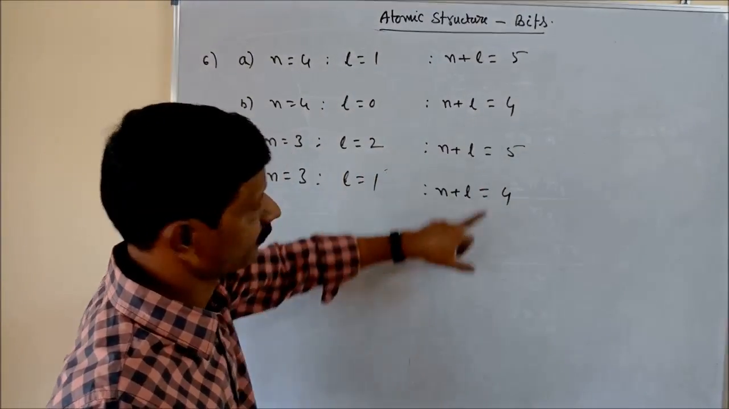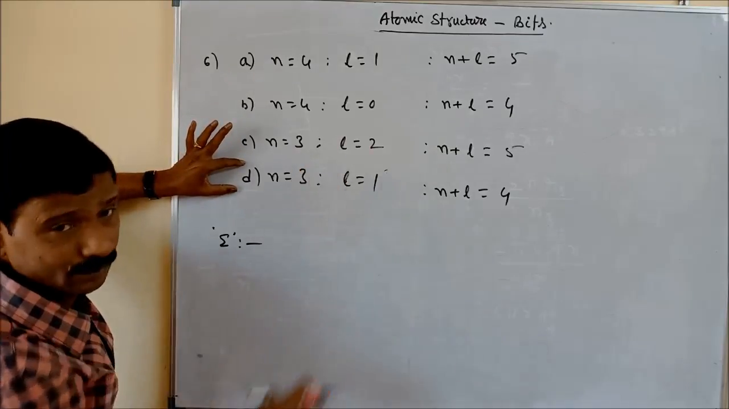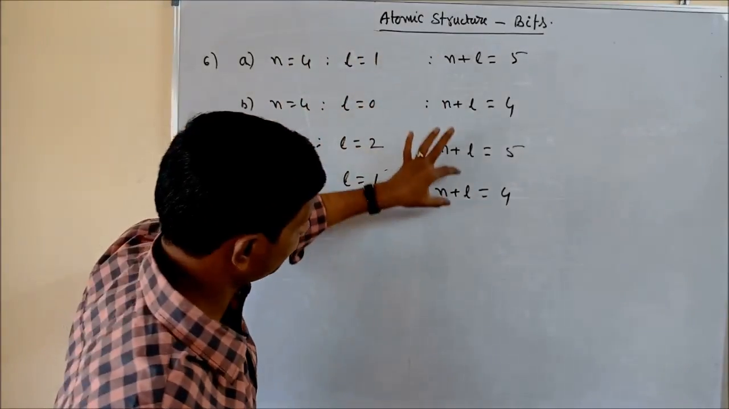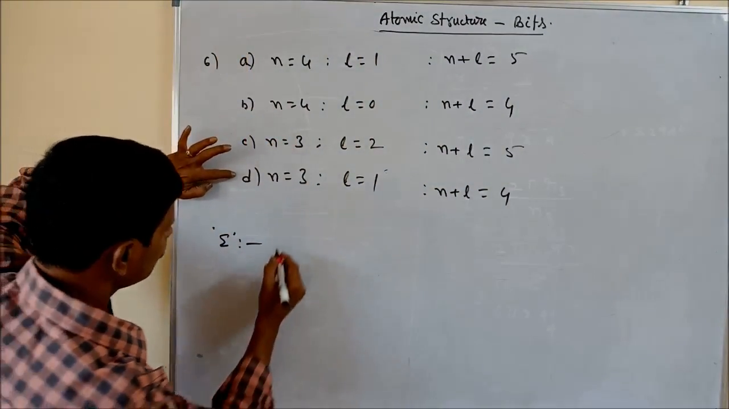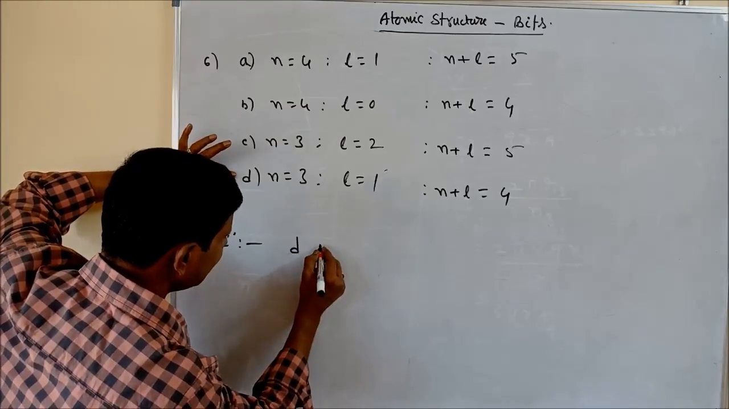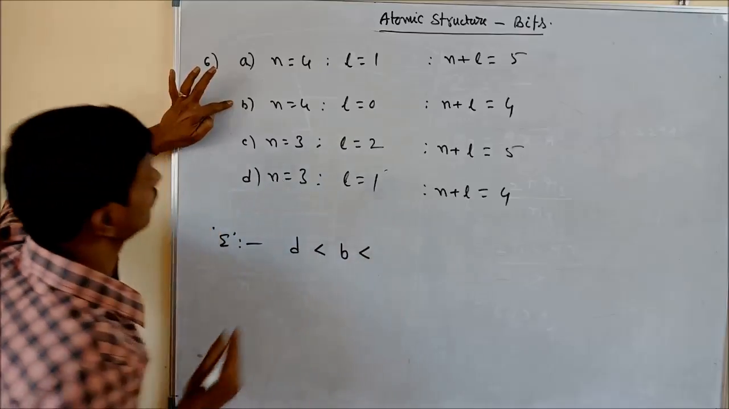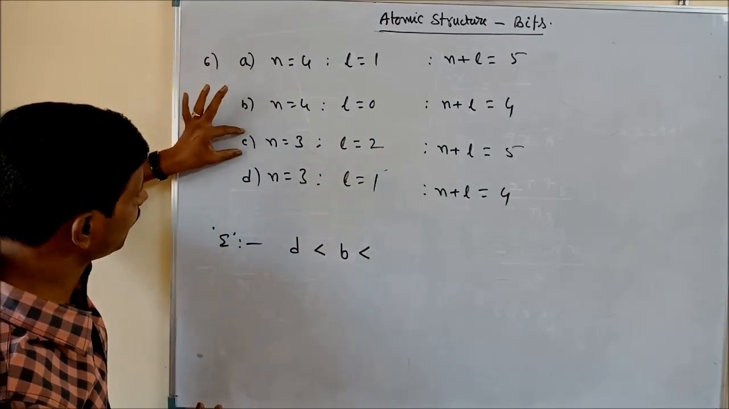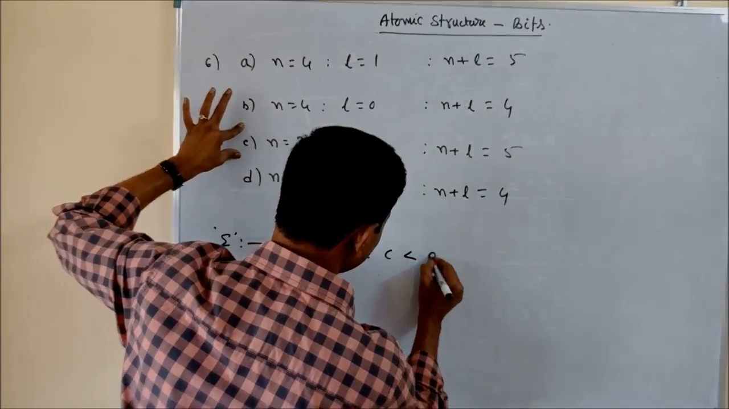2 are there, B and D, their n plus L value is 4. That too they are the same. Since both n plus L values are the same, then go for the n value. Here n is minimum, so the energy of D is less than B. After that, A and C both are having 5. But here n equal to 3, so C is less than A.